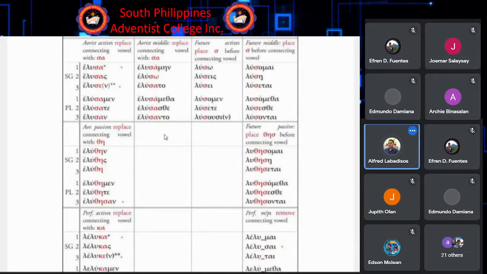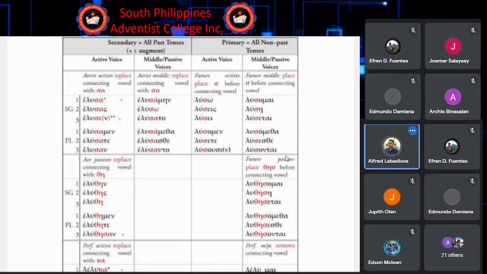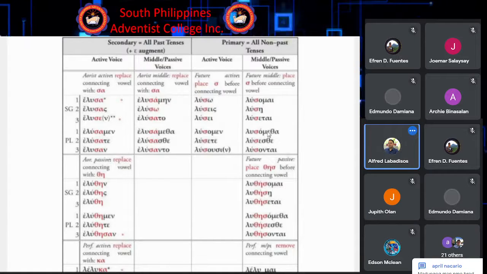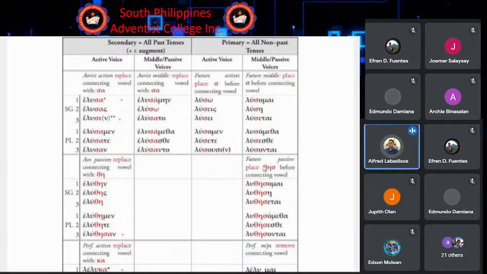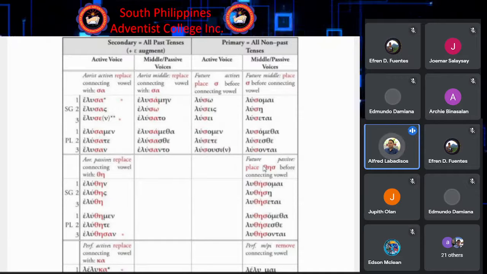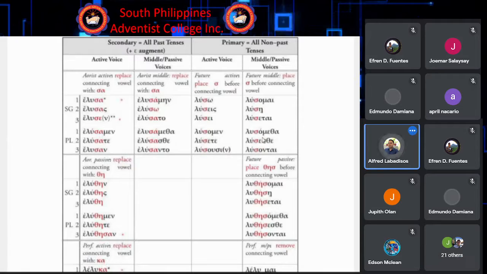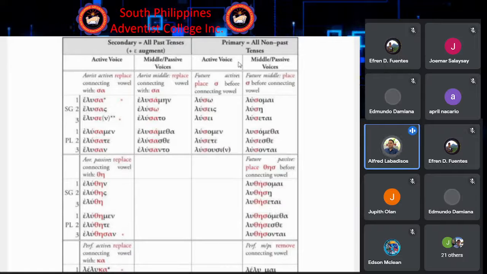Okay. Now, let's start with the future. This is future active. These are the forms. We have the future middle. These are the forms, and the future passive. Now, in the future, the middle and the passive voices have different forms, unlike in the present and unlike in the imperfect. However, in the future, it's simple.